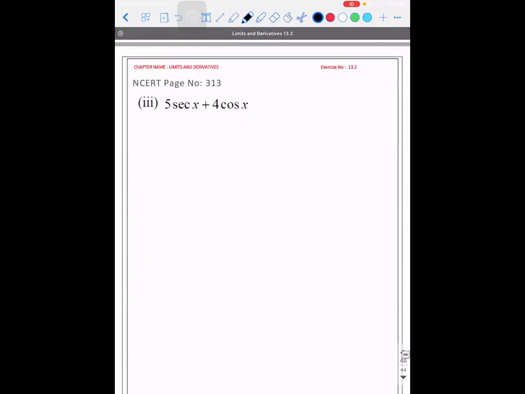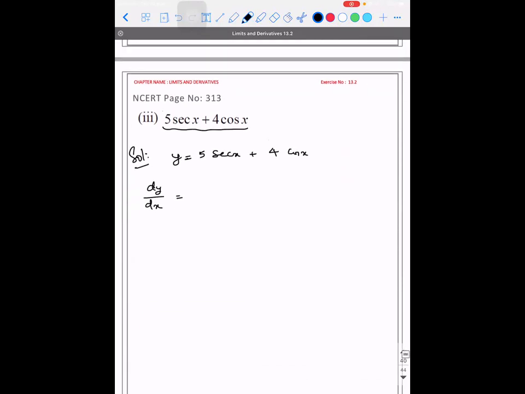Let's do this problem. Solution. Y is equal to 5 secant x plus 4 cos x. Then what is dy by dx? 5 into derivative of secant x plus 4 into derivative of cos x.